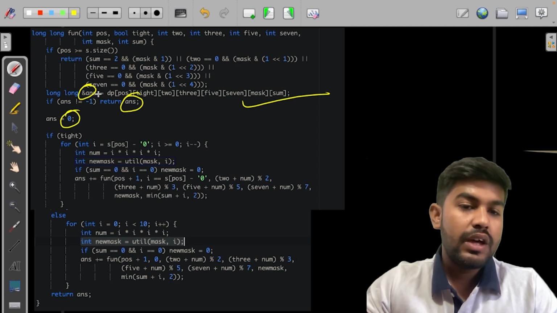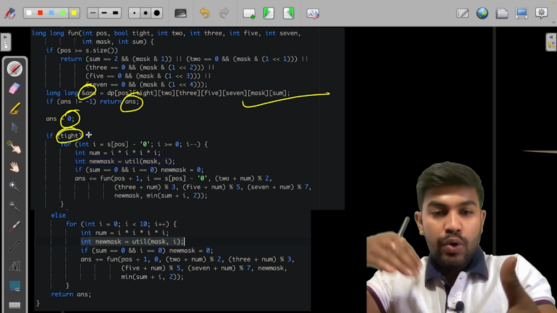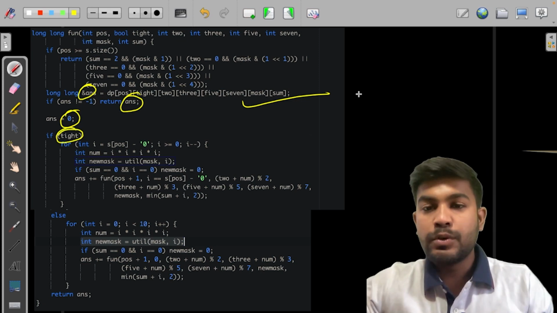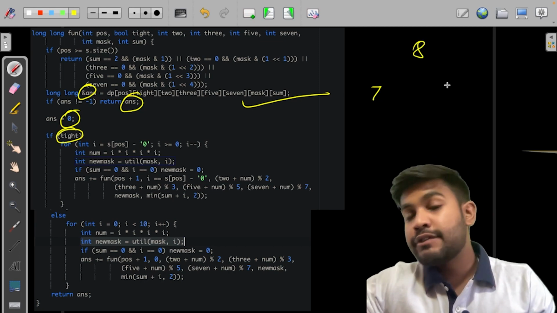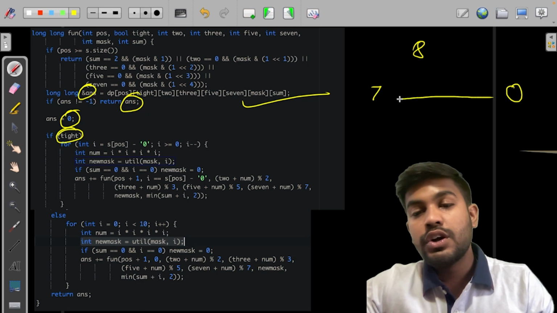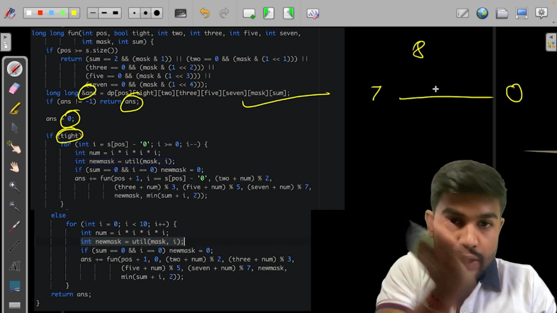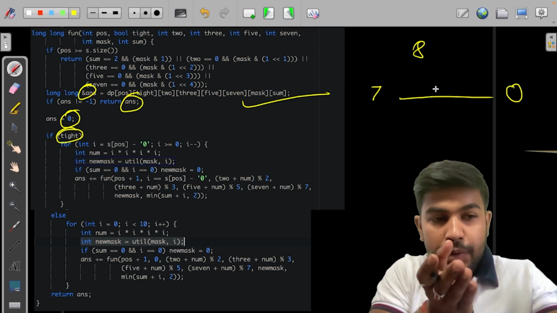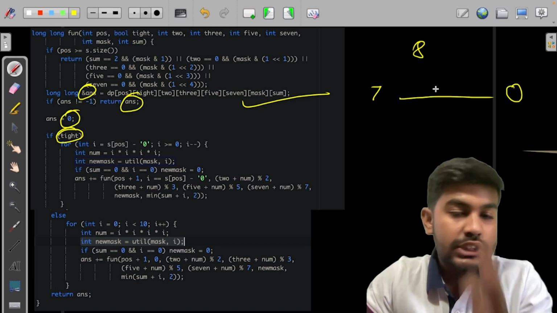so we don't need to assign again. Now, if we are tight, that is, we have a condition that we go only till this point, suppose till 8 or suppose till 7, then we need to go from 0 till 7 only. We can't cover 8 and 9 because we need to follow that path in the tight condition. We can't go beyond that. It is still not free.